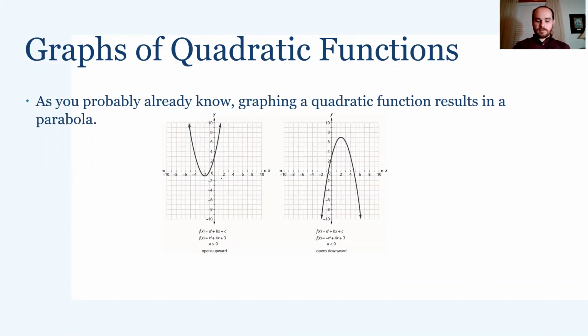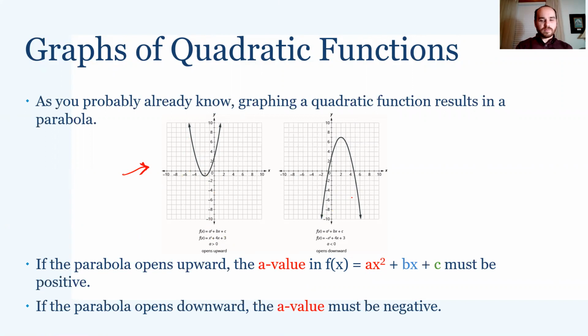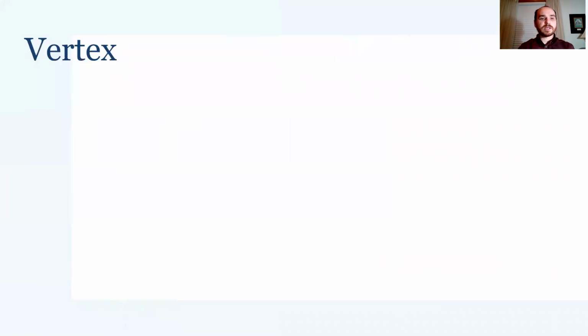If the parabola opens upward, as it does here, then you know that the a value is going to be positive in your ax squared. So whatever the a is in front of the x squared, it's going to be positive if this opens upwards. If this opens downwards, then it's going to be negative. So that just tells you whether the a value, this number right here, is positive or negative. It doesn't really tell you anything else. You'd have to actually calculate it, which we will learn how to do in just a bit.